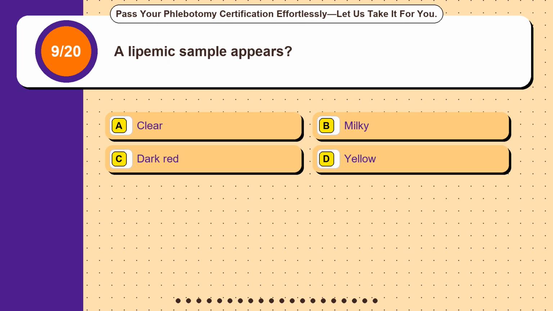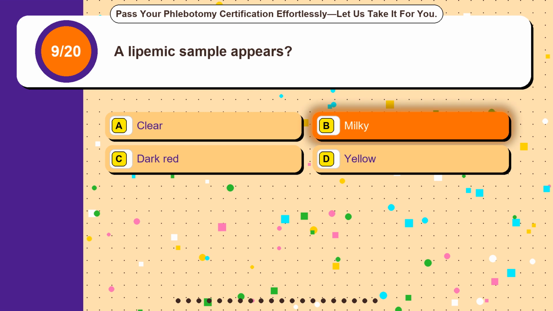Question 9. A lipemic sample appears: option A, clear; option B, milky; option C, dark red; option D, yellow. The correct answer is option B, milky.